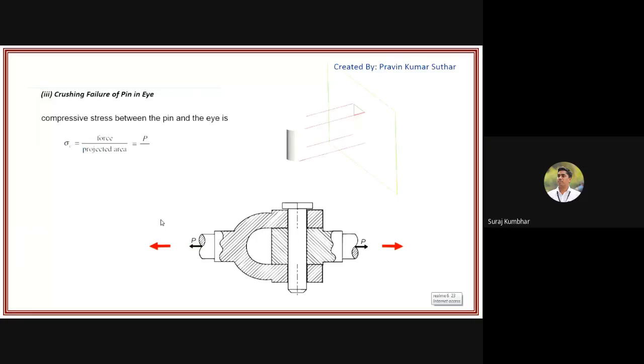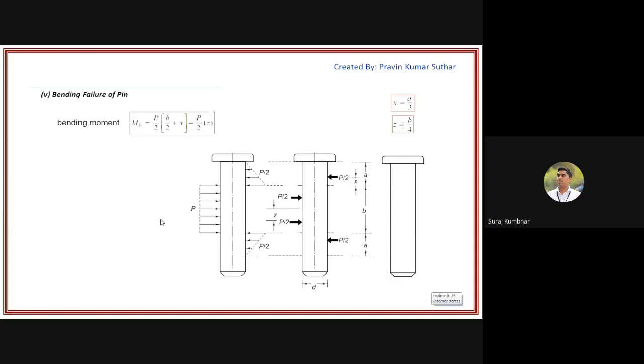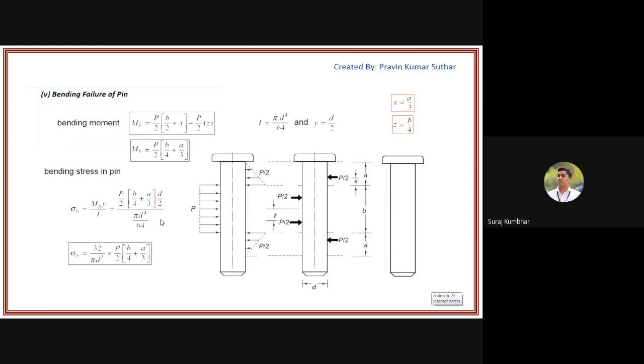Then the crushing failure of a pin in an eye, with the projected area, likewise A into D. So it is 2 times. Then the bending failure of a pin: the formula is bending moment into y divided by moment of inertia, and here is the final formula to find the bending stress in that particular pin. So this is about the bending failure of a pin.